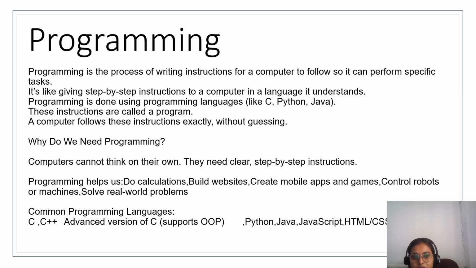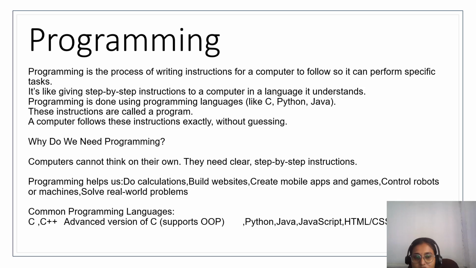And then coming to programming. Programming is the process of writing instructions for a computer to follow so it can perform a specific task. We are giving step-by-step instructions to the computer in the language it understands. To make the computer understand, we use different programming languages like C, Python, Java. These instructions are called a program, and a computer follows these instructions exactly without guessing.